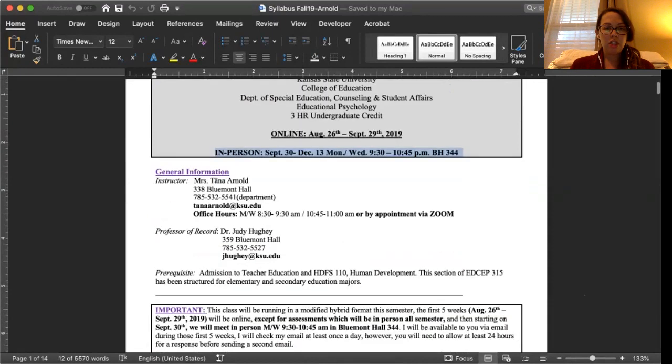My contact information is here. 338 is where my office is located. Again, I'm off campus for the next 5 weeks, so please email me. It's my name, tanaarnold@ksu.edu. Once I'm back on campus, here are my office hours. I get on campus at 8:30 before class, and I'll be sticking around for about 15 minutes after class. Anytime between now and whenever, even during the semester when we're on campus, if you have a question or you need an appointment and we can't make our schedules match to meet in person, we can meet via Zoom, and I'm happy to walk you through how to join a Zoom conference, but that's really easy.